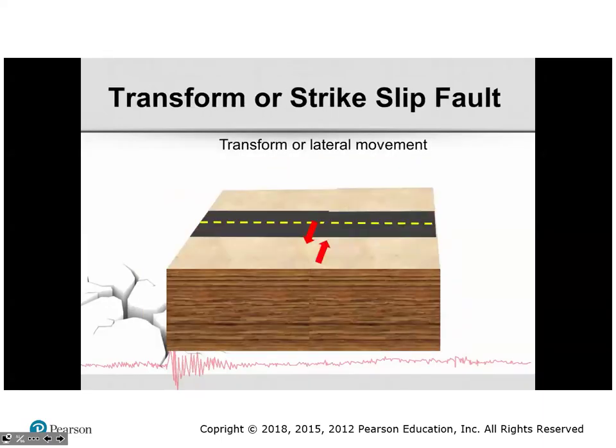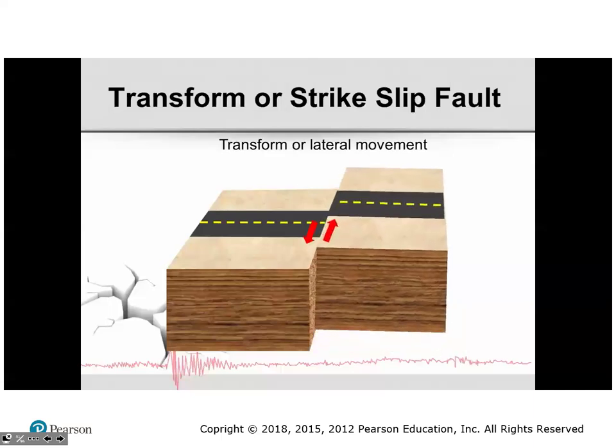Finally, a transform fault or a strike-slip fault occurs with lateral stress. When two parts of the Earth's surface are moving in opposite directions with respect to each other, one may slide, causing a transform or a strike-slip offset.